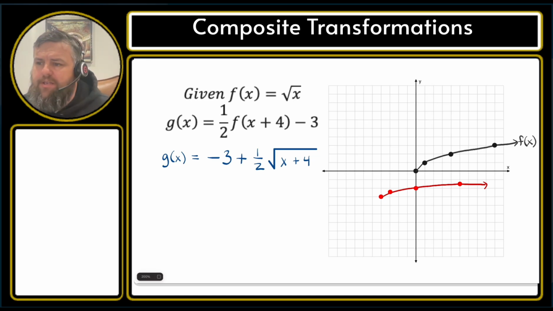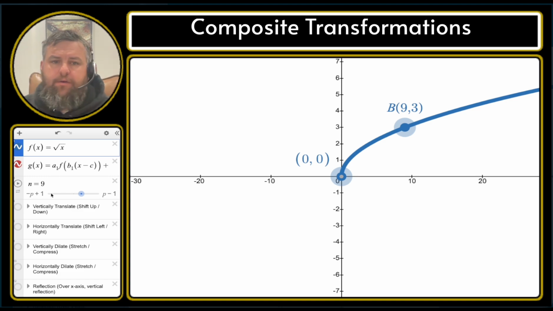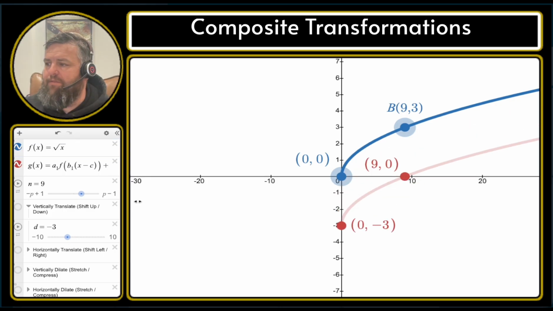Okay, next I'm going to take this into Desmos to see if I can produce the same graph using a transformations visualizer that I built for this. All right, on this tool I have f of x equals the square root of x, and g of x equals the function that I'm trying to use. We don't have to worry about this n equals 9. It's just focusing on this point over here. I do know that I have a vertical translation down 3 units, so I'm going to subtract 3 from the original graph.